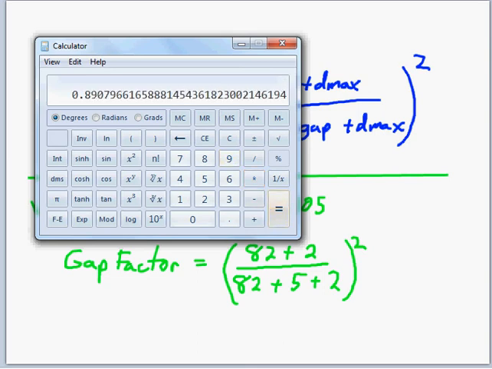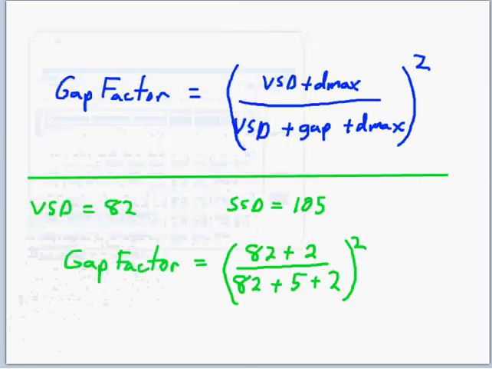So 0.891. Since this gap factor is equal to 0.891, if we gave 100 monitor units, we expect the dose at this distance to be 89.1 using the gap factor.